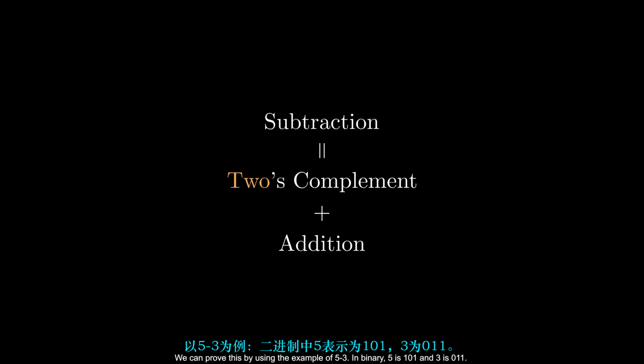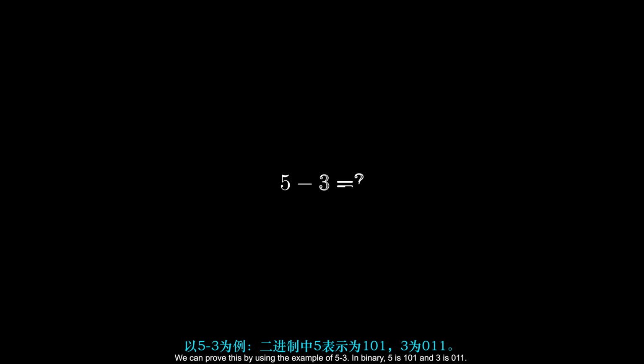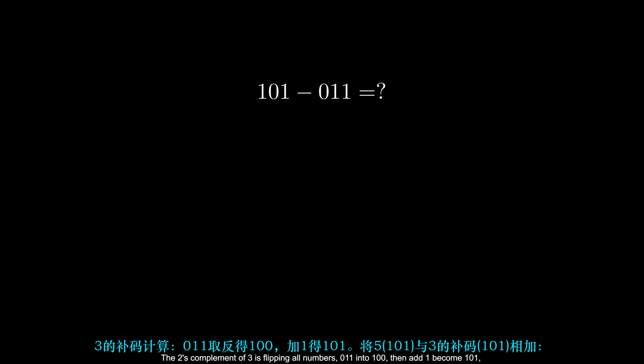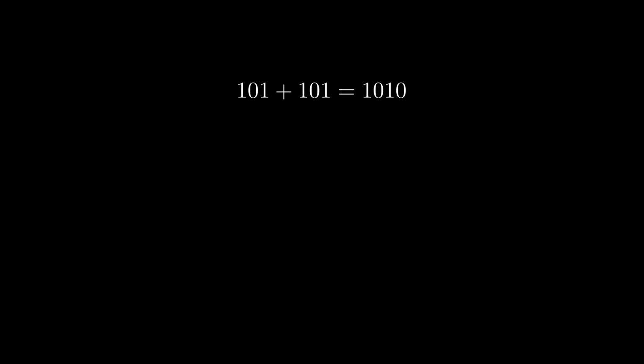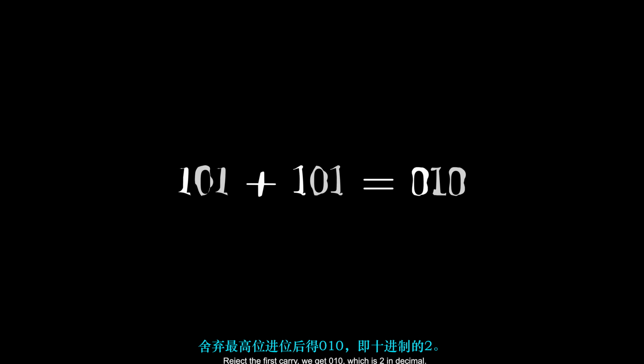We can prove this by using an example of 5 minus 3. In binary, 5 is 101 and 3 is 011. The twos complement of 3 is flipping all the digits, 011 into 100. Then add 1 to become 101, so we can add 5 and the twos complement of 3 to get a result. 101 plus 101 equals 1010. Reject the first carry, we get 010, which is 2 in decimal.